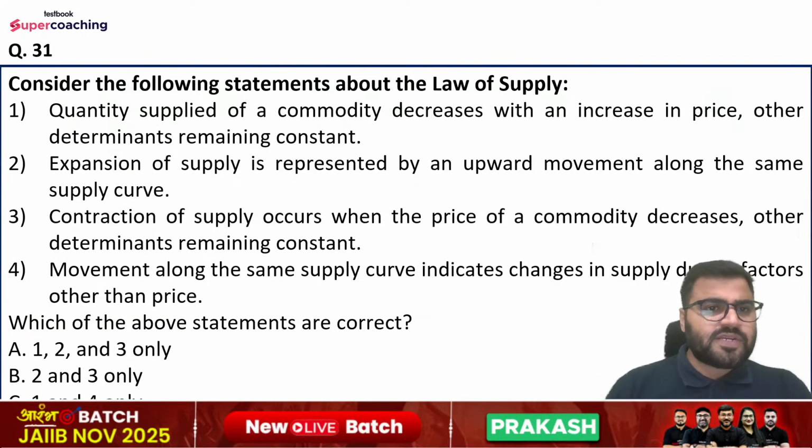Question number 31, consider the following statements about the law of supply. Quantity supplied of a commodity decreases with an increase in price, other determinants remaining constant. Expansion of supply is represented by an upward movement along the same supply curve. Contraction of supply occurs when the price of a commodity decreases, other determinants remaining constant. Statement number 4 is movement along the same supply curve indicates change in supply due to factors other than price. Which of the above statements are correct?